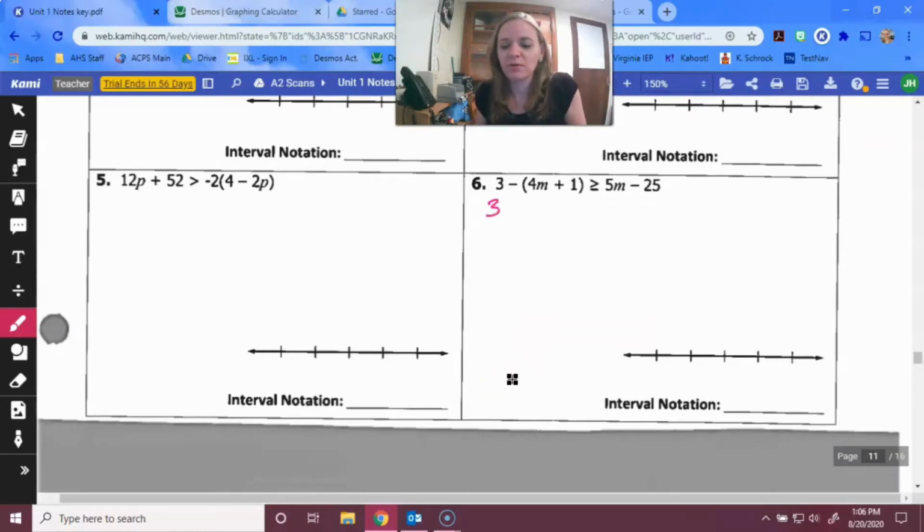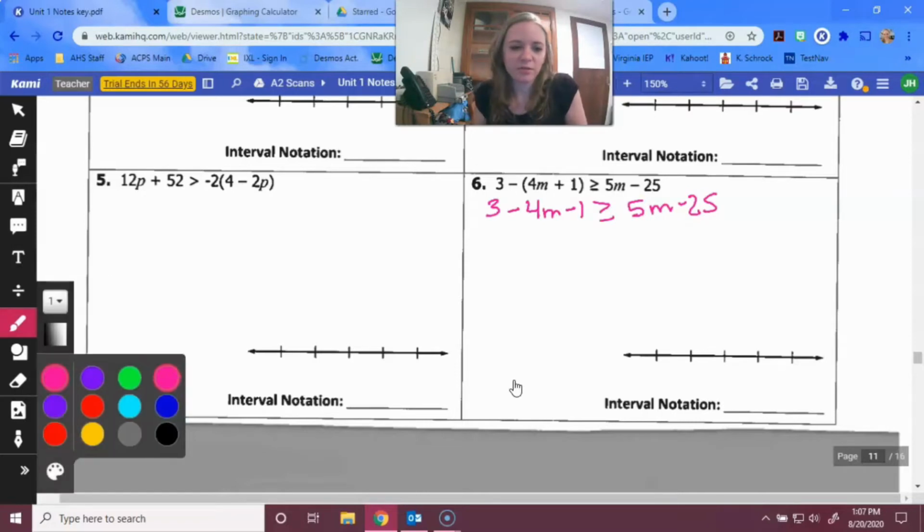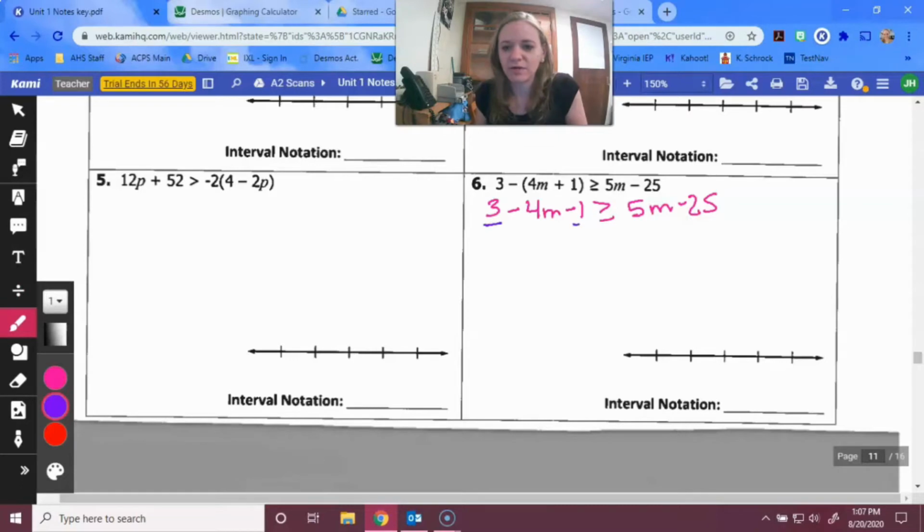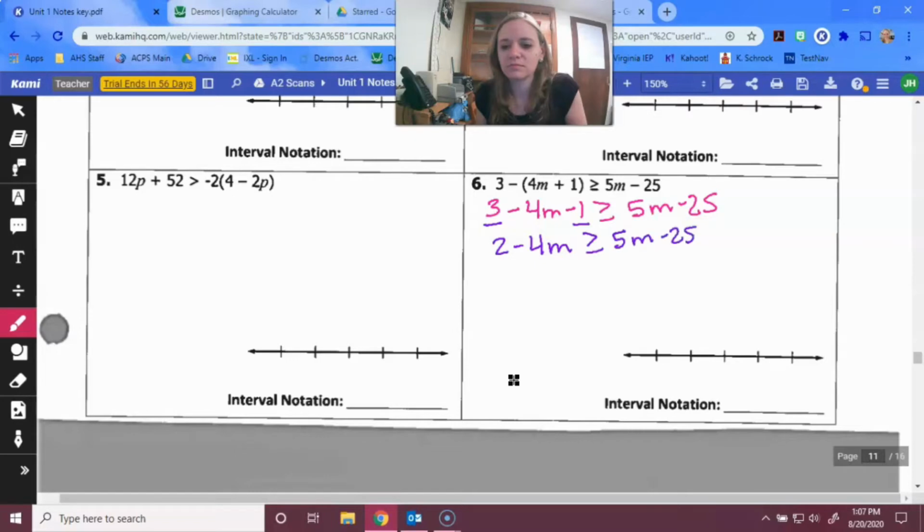So 3. Again, this is where my equals normally would be, but I do everything the same as far as simplifying everything out. So -4m and then -1. And then I have like terms. I have a 3 and I have a -1 over here. So 3 minus 1 is 2. 2 minus 4m. Now I want my m's on the same side, so let's add 4m.